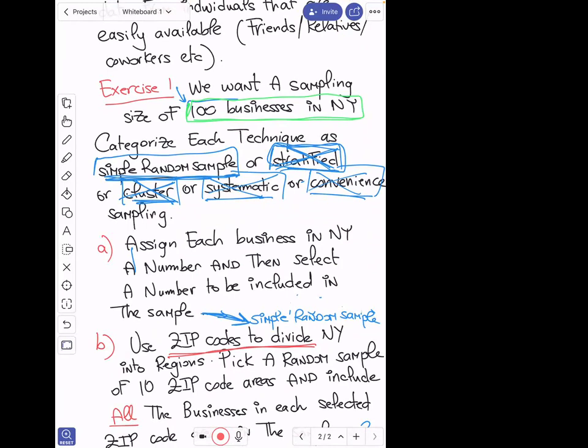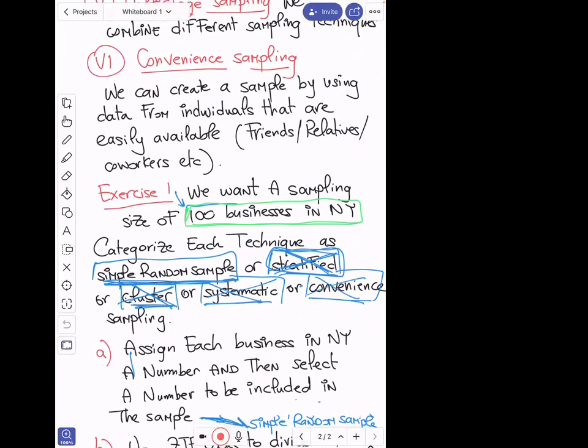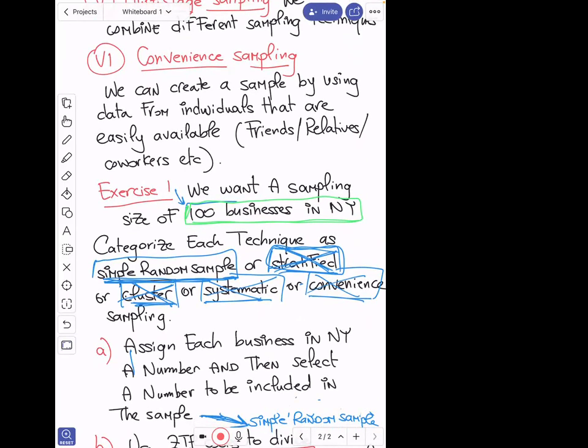In convenience sampling, what we do is create a sample using data from individuals that are easily available, for example friends, etc. So here in A, I'm not contacting friends or relatives. I'm not selecting friends' businesses or relatives' businesses. So A is not convenience sampling, right? In A, all we do is number the businesses and select random numbers. So that's exactly a simple random sample.